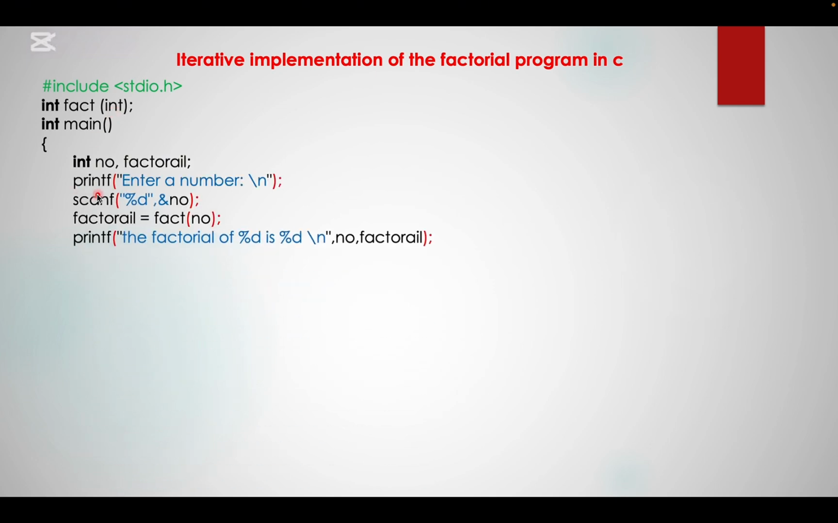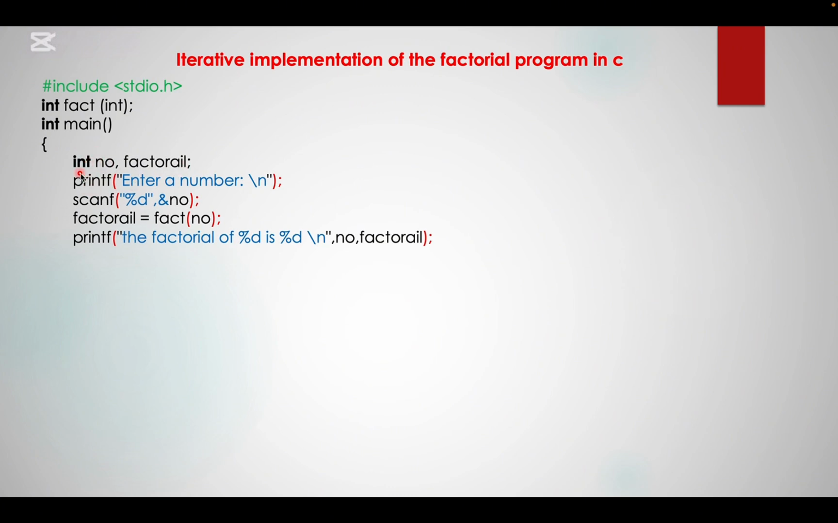In our main function, we are going to declare our variables. We'll declare two variables, number and factorial. So these are the two variables that we are declaring in the main function. And remember that the program begins execution from the main function.